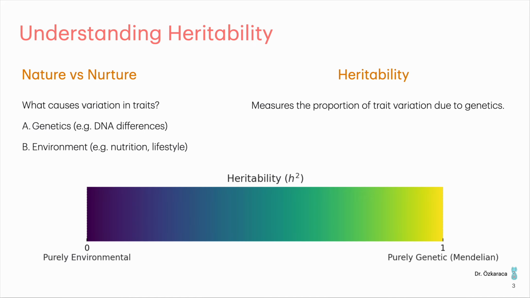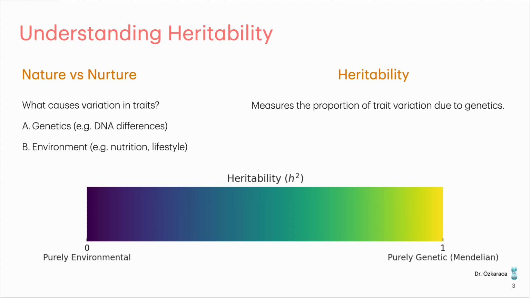The concept of heritability arises from a simple yet challenging question. What causes variation in traits? There are two primary components contributing to trait variation. One, genetics, for example, DNA differences between individuals, and two, environmental effects, for example, differences in nutrition or lifestyle among individuals. This interplay between genetics and the environment is often referred to as nature versus nurture in the literature, and it gave rise to the concept of heritability as we understand it today.